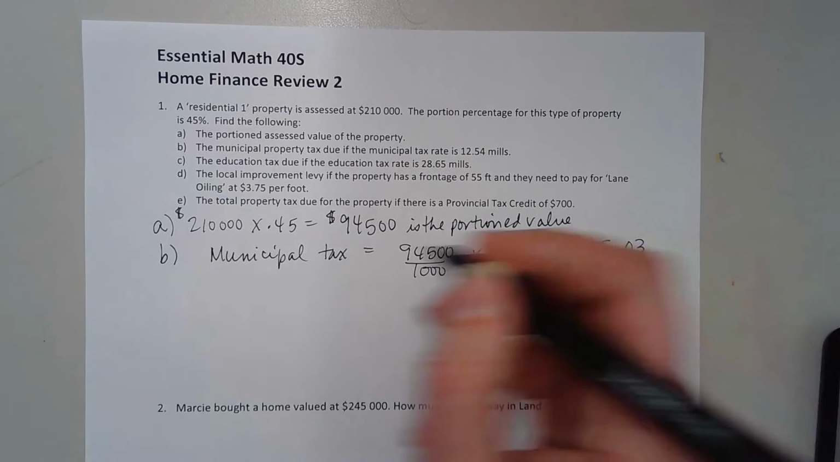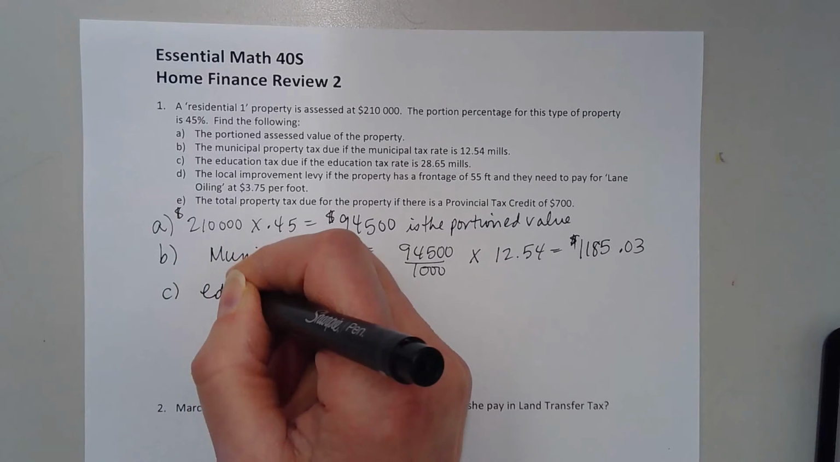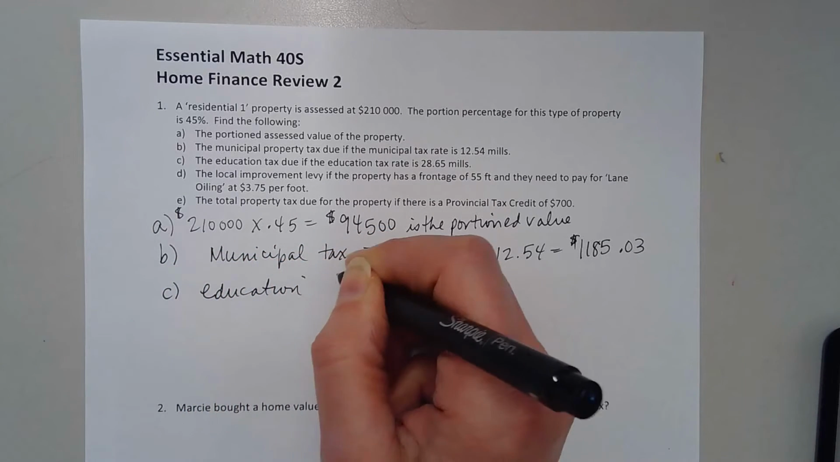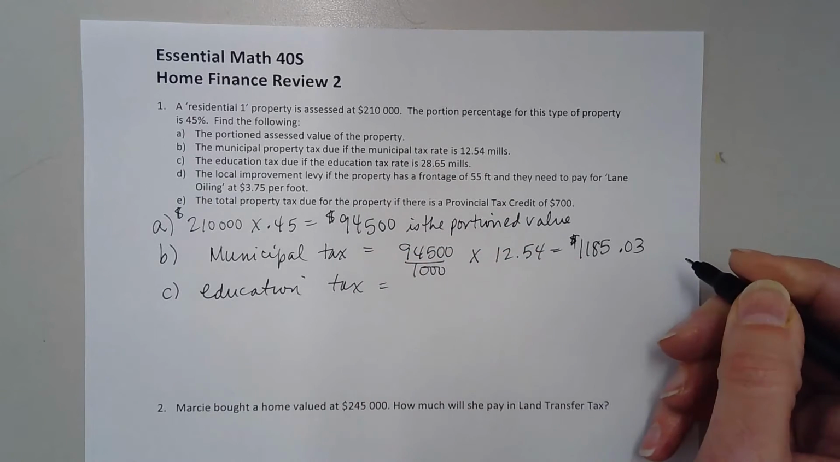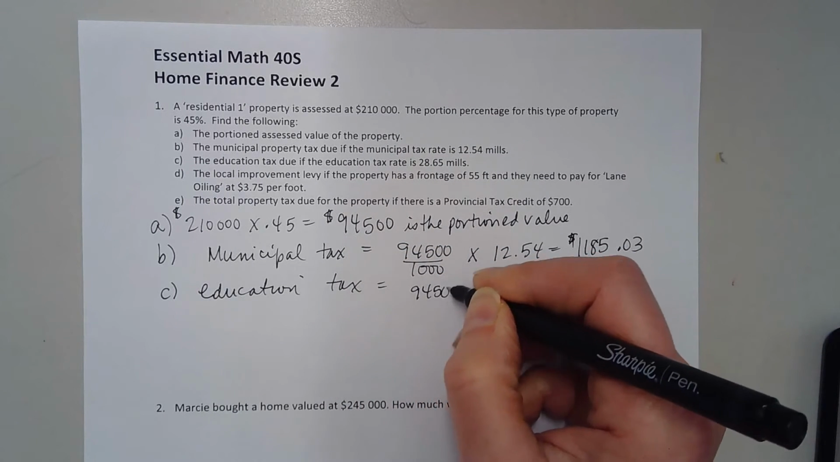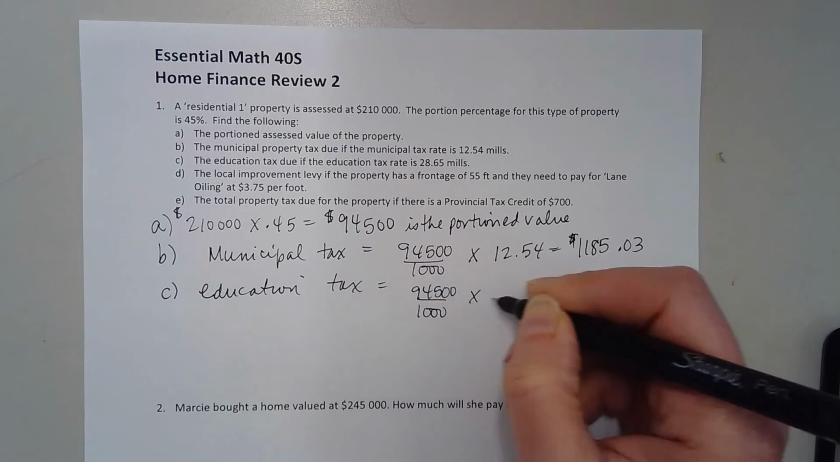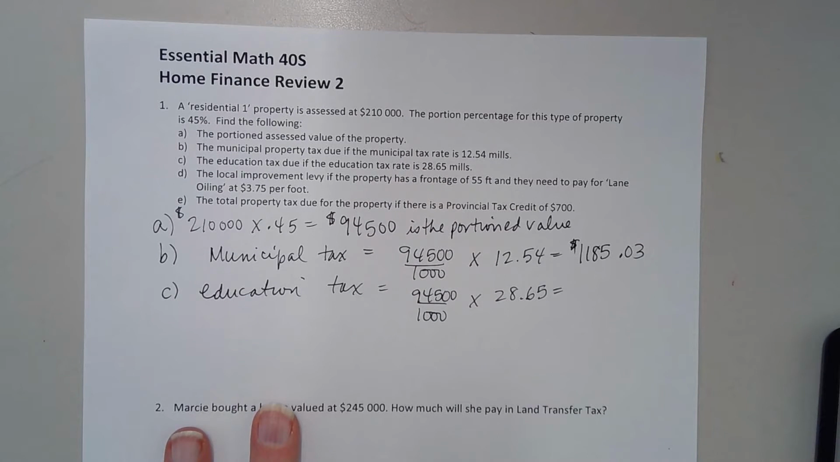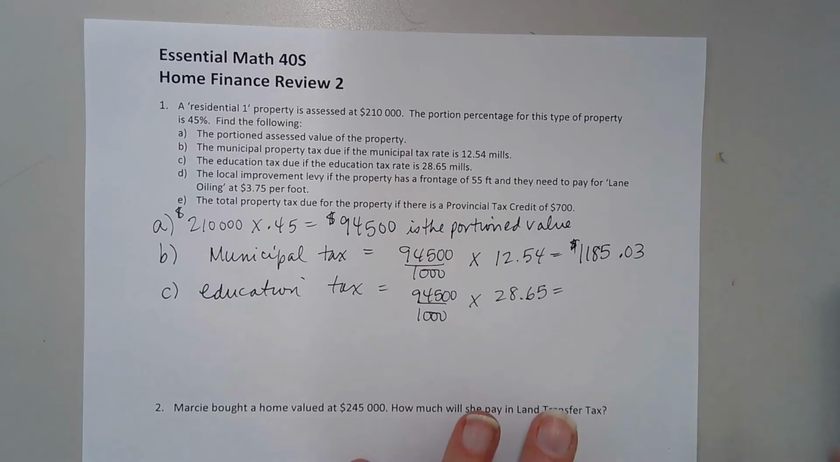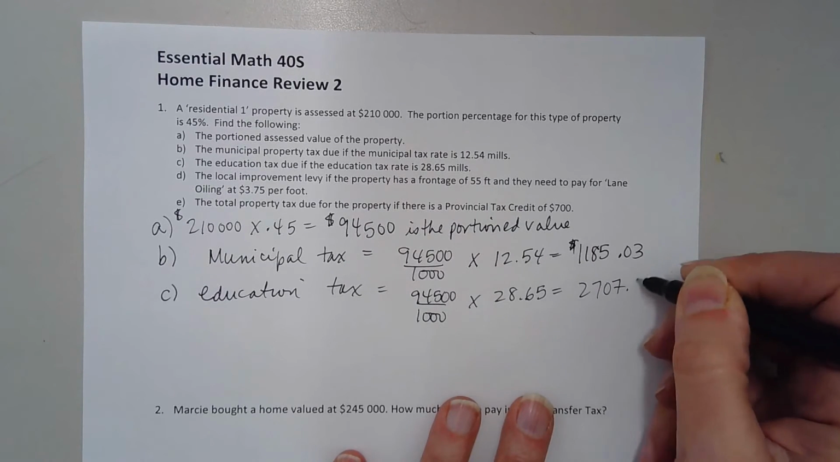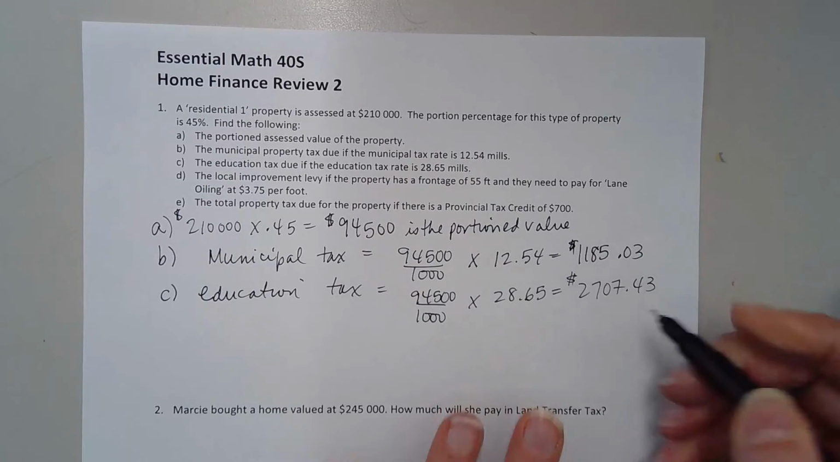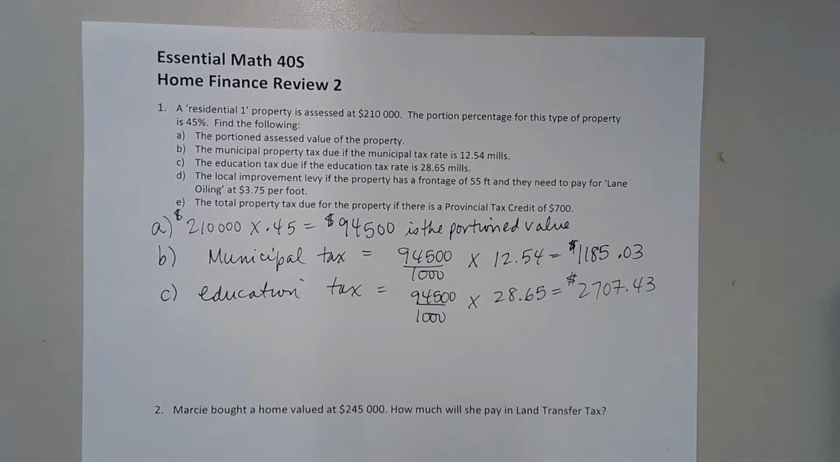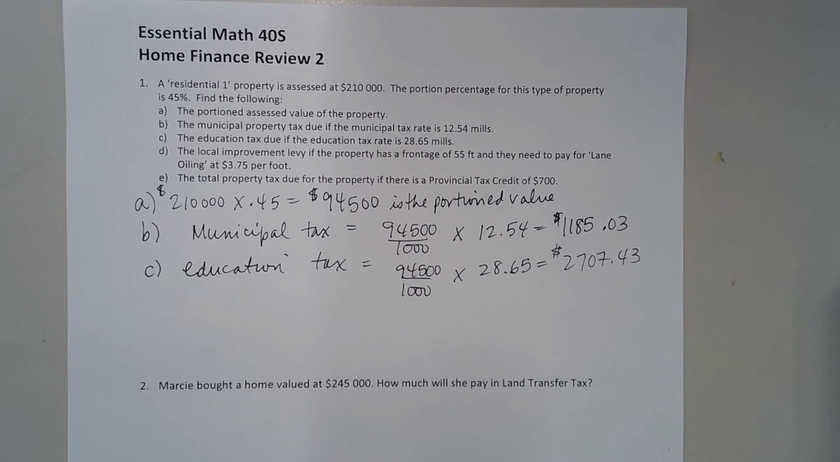Yeah. Okay, now I'm going to do the education tax. They're two separate taxes. They go to two separate places. So I do the same process. These two are exactly the same, the process, except the mill rates are always different. The education tax in this case is very high, right? That means they need a lot to run their school in this area, I suppose. So this one I get 2707.43. Notice how much the education tax in this area is more than double the city tax.